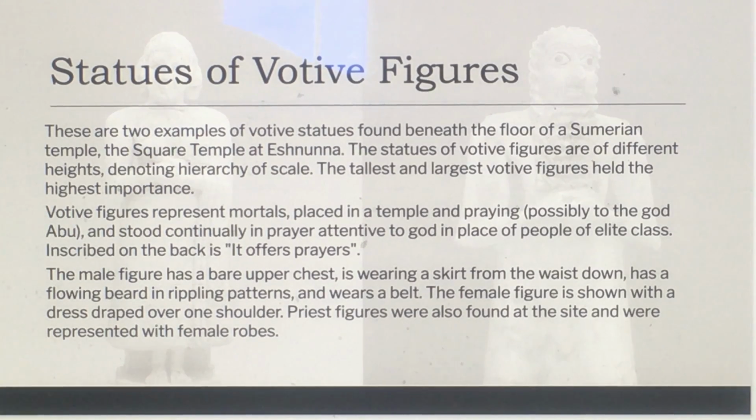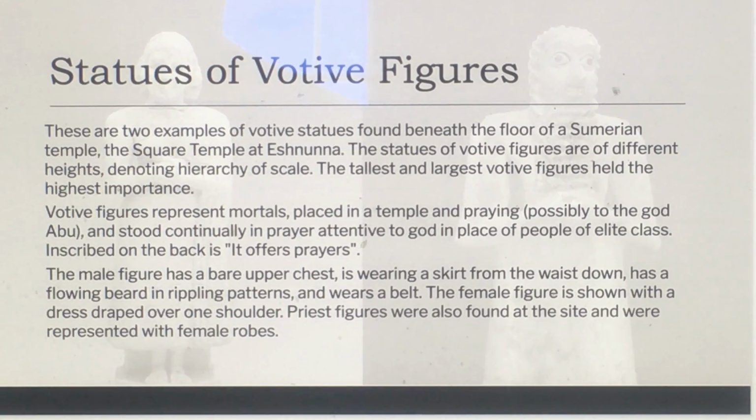The statues of votive figures are of different heights, denoting hierarchy of scale. The tallest and largest votive figures held highest importance. Votive figures represent mortals placed in a temple and praying, possibly to the god Abu, and stood continually in prayer, attentive to God in place of people of elite class. Inscribed in the back, it offers prayers.